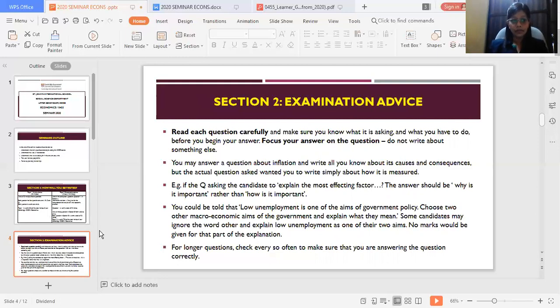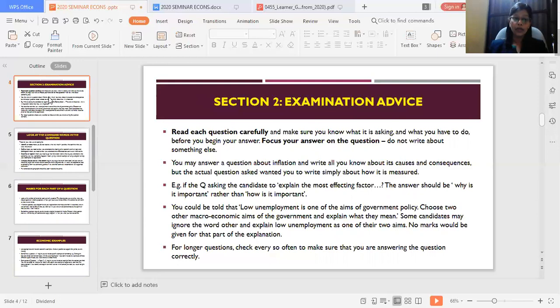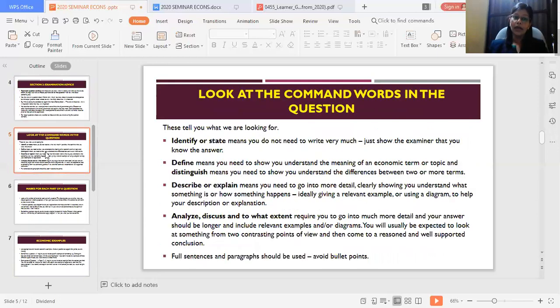And we're also going to look into the common words in the question. This is very important. Look at the common words in the questions.